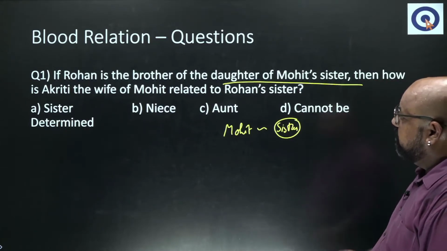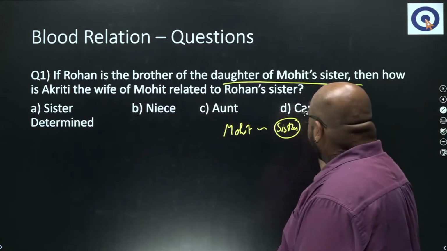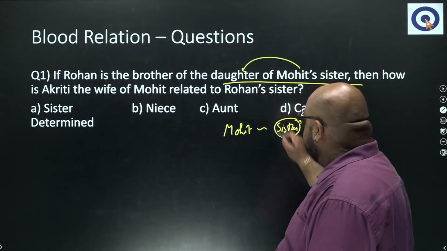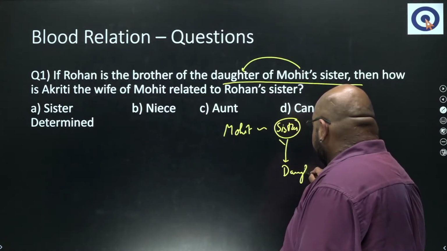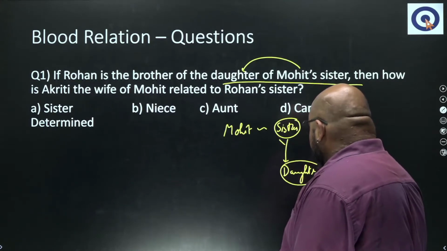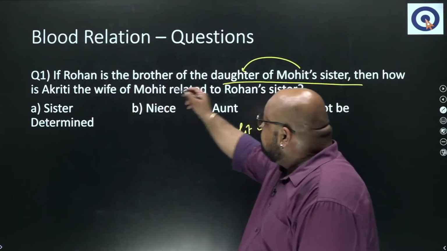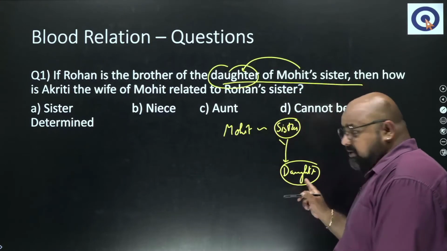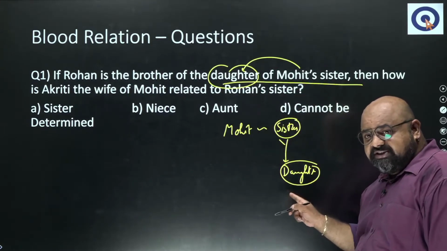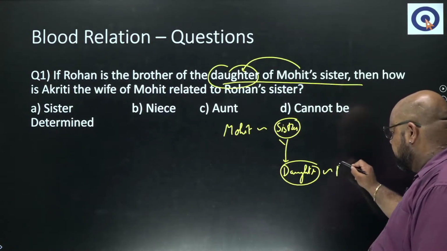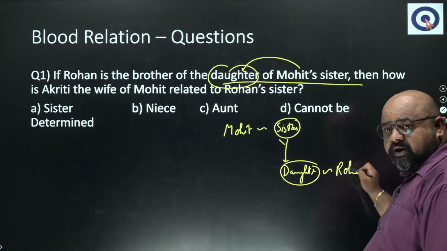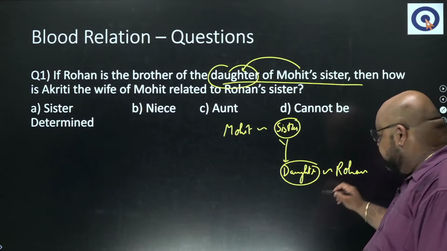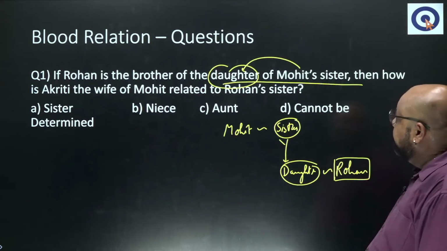Rohan is the brother of the daughter. So first of all, Mohit's sister's daughter is what I'm looking at. So sister's daughter. Daughter again is a female, and Rohan is the brother of this person. This is the person that I've drawn. Rohan is this person's brother. So I draw Rohan here. Should I mark a square around Rohan? Because Rohan is the brother, I can be sure he is a male.